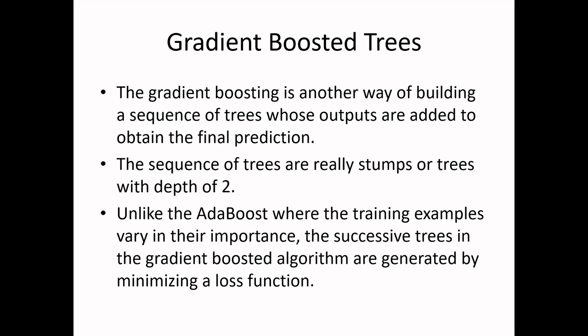The trees that we build in this method are essentially what you can call stumps, or trees with depth of 2. That is, you build very small trees. You don't build big trees. So trees with 2 terminal nodes, or at the most 4 terminal nodes. That's what we do.